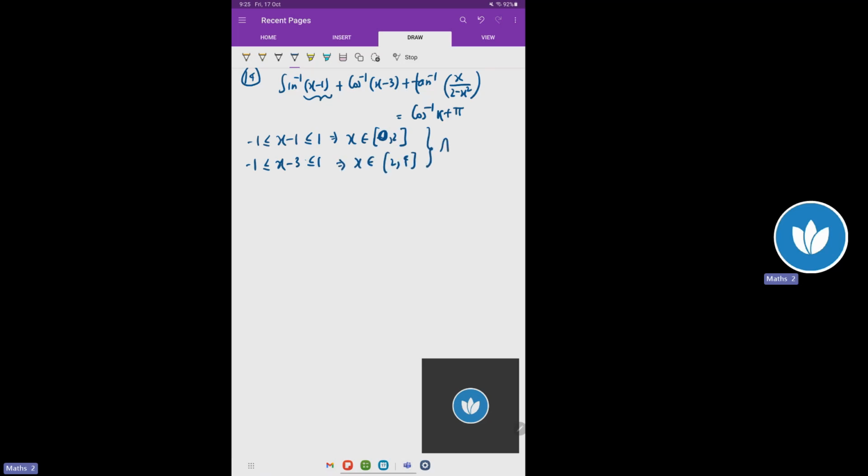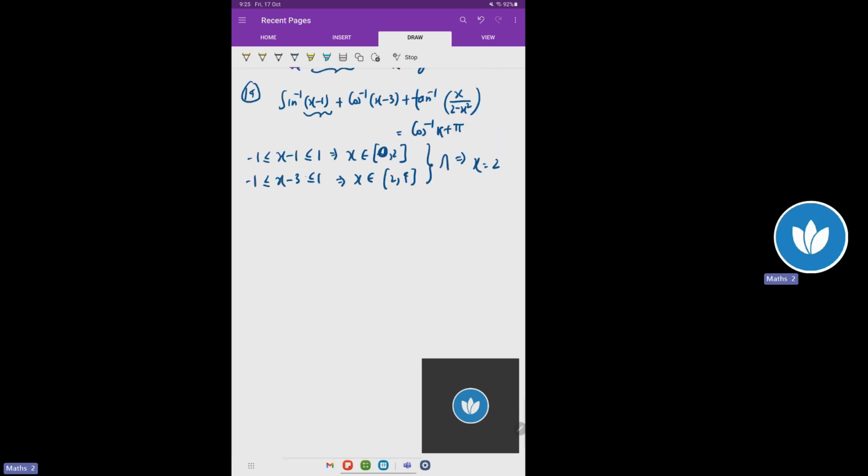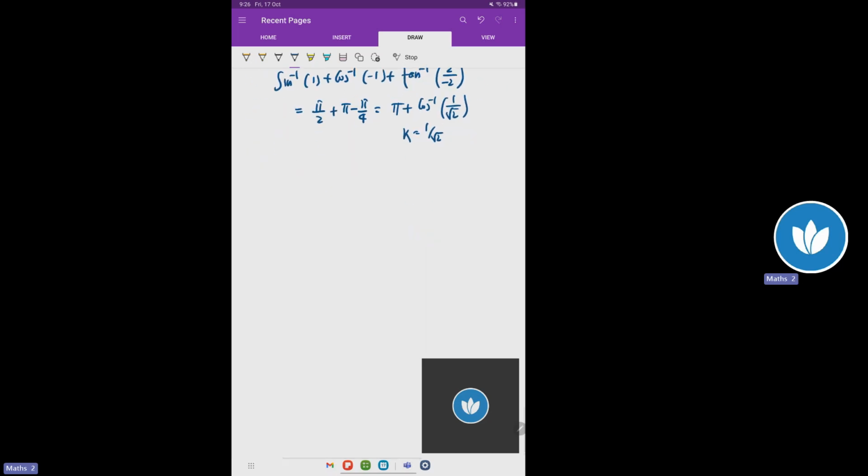If you find the intersection of the two, obviously there is only one value of x which is going to satisfy this. So x is taking only one value, so let's put it inside the equation. The equation would be sine inverse 1 plus cos inverse of minus 1 plus tan inverse of 2 by minus 2. So what is the value of this? Pi by 2 plus pi minus pi by 4. So its value would be pi plus pi by 4. So obviously pi plus cos inverse 1 by root 2 actually. So what is the value of k? 1 by root 2. Now let's move to the next question, question number 15.